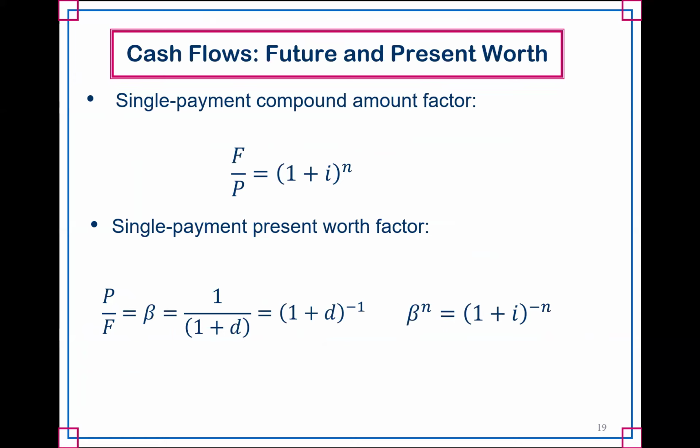So we go back to this single payment compound amount factor. This is just moving annuities to a future value. It's the find an F given a P. But now we can do something with a present worth value. If we're finding a P given an F, we'll use this beta term, which is just for a single payment. So we're going to invert, and then we can see that we have 1 plus D, which is our discount rate, to the -1. Or if I'm bringing everything to a present value, I can just do however many periods I have, so that becomes minus n time.